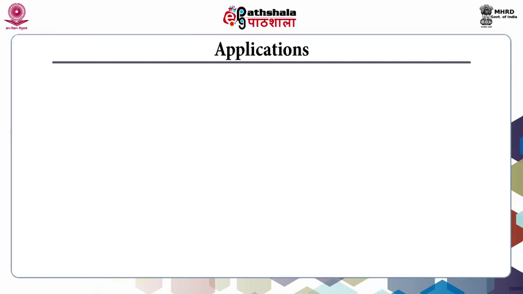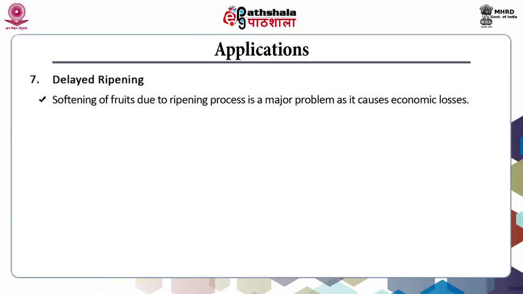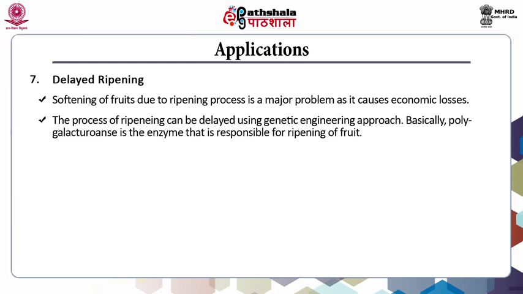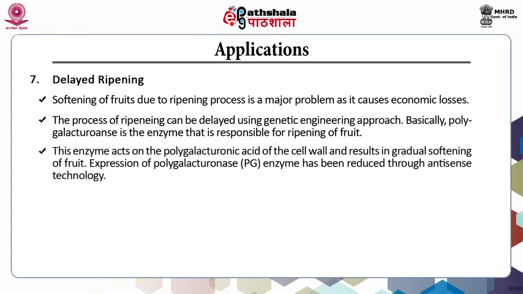The next application is delayed ripening. Softening of fruits due to the ripening process is a major problem as it causes economic losses. The process of ripening can be delayed using a genetic engineering approach. Basically, what we know is that polygalacturonase is an enzyme that is responsible for fruit ripening. This enzyme acts on the polygalacturonic acid of the cell wall and results in gradual softening of the fruit.